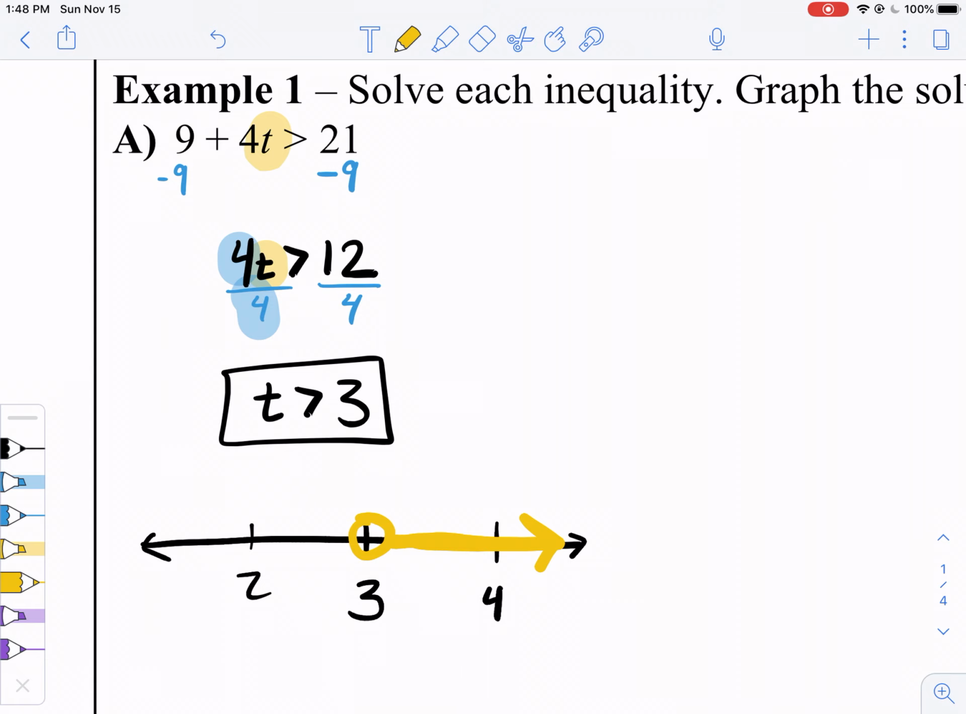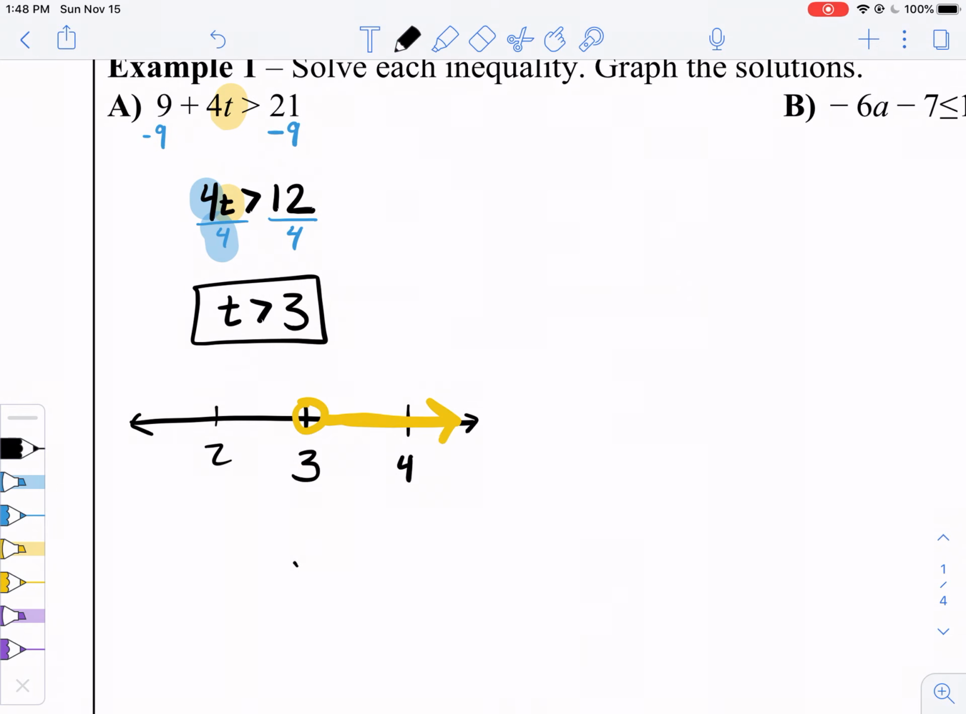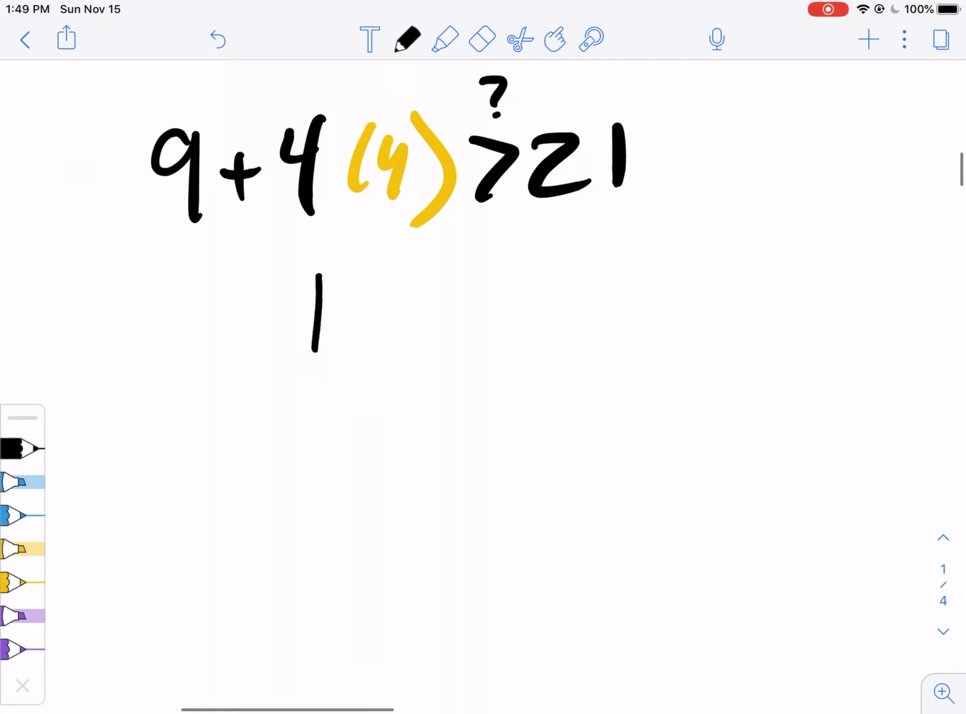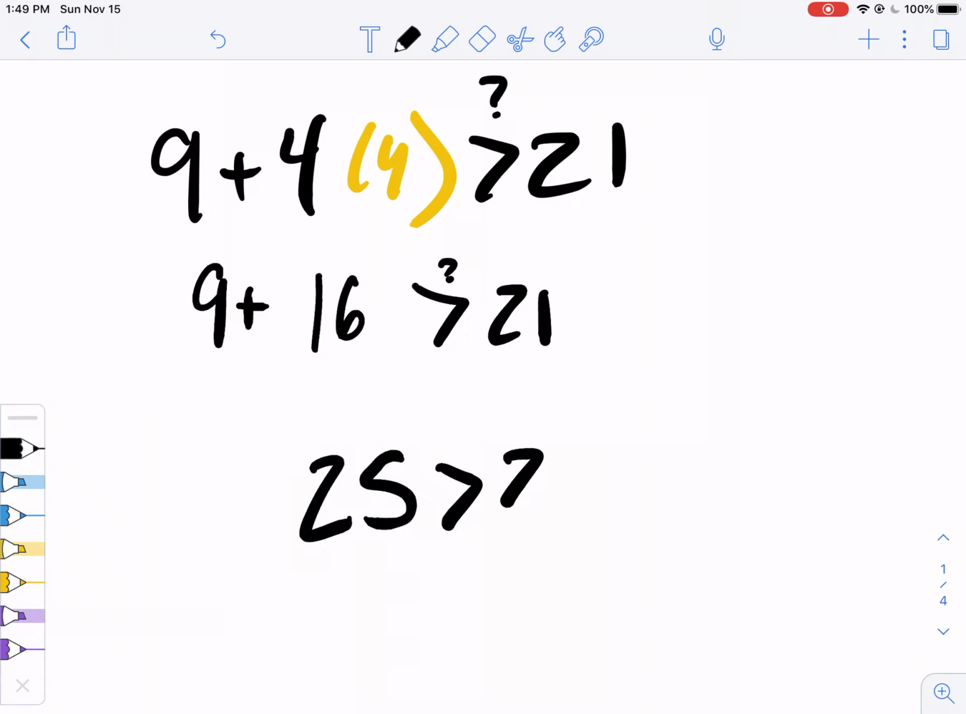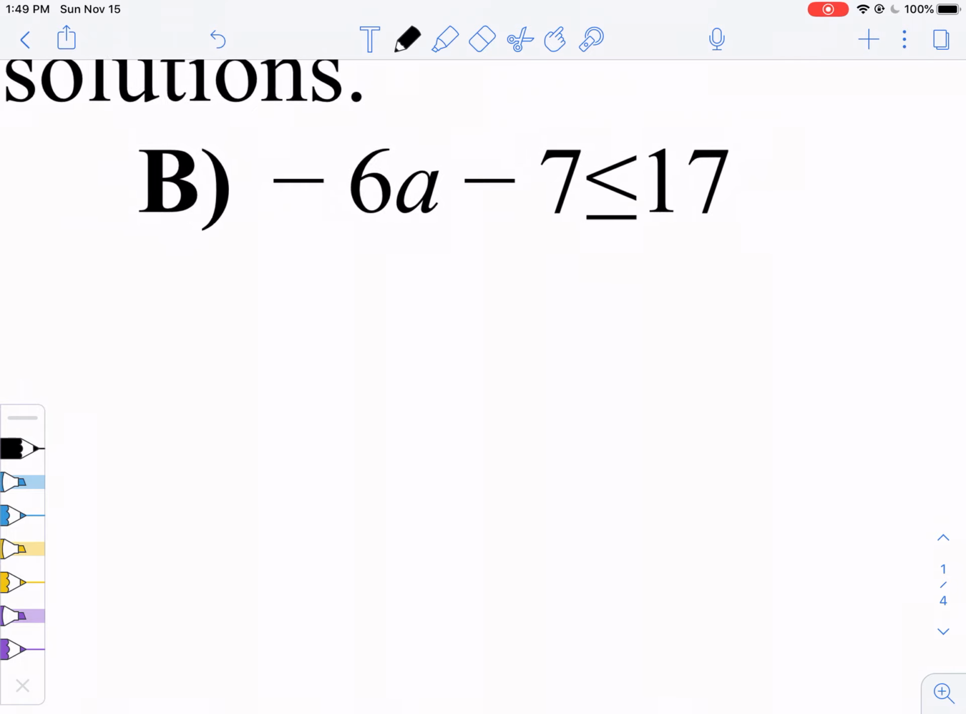Now let's check to see if this worked out. Let's check by plugging in 4. Is it true that 9 plus 4 times 4 is greater than 21? Well, I don't know. Let's find out, shall we? 4 times 4 is 16, and 9 plus 16, is that greater than 21? Well, 9 plus 16 is 25, and yes, 25 is in fact greater than 21. So we did it right. Super duper.